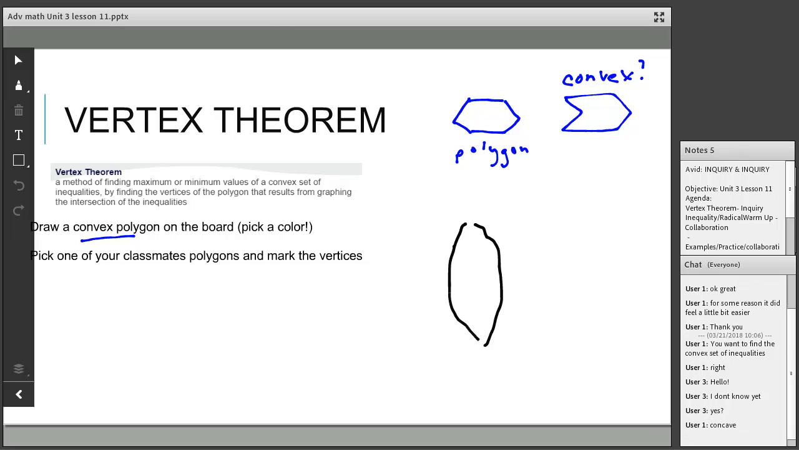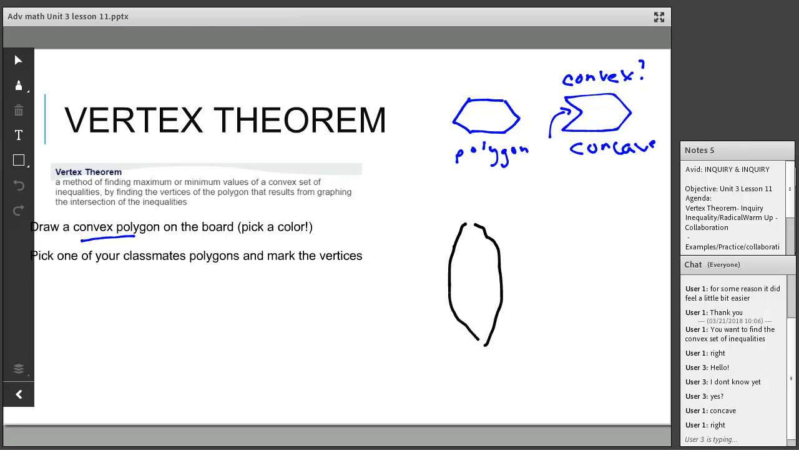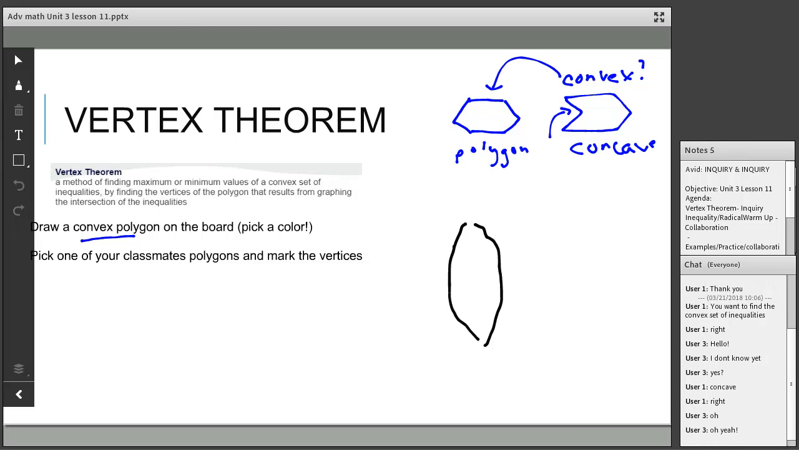No, remember, so concave is, yeah, this one's concave, right? When it has a thing that dips in like that. Remember that? Okay, and convex is when they're all sticking out. Okay, good, perfect. All right, so if we have our convex polygon, the vertices are these things, right? The corners where the lines meet.